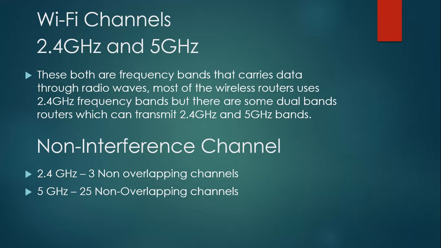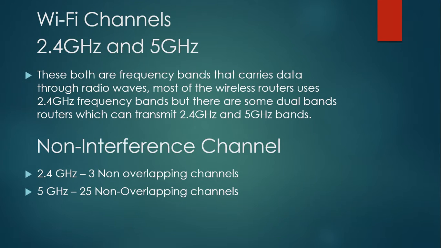In the Wi-Fi channels, there are two Wi-Fi bands, basically 2.4 gigahertz and 5 gigahertz. These frequency bands carry data through radio waves. Most wireless devices and wireless routers use the 2.4 gigahertz frequency band, but there are some dual band routers which can transmit on both 2.4 gigahertz and 5 gigahertz.